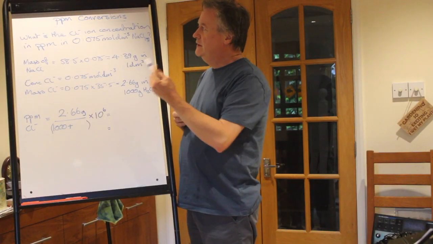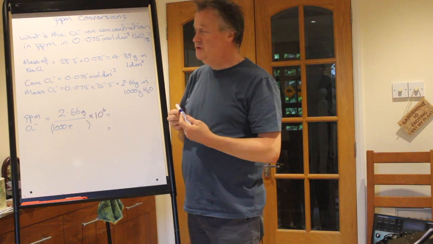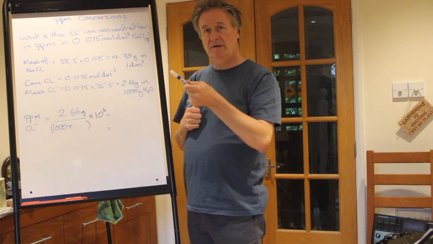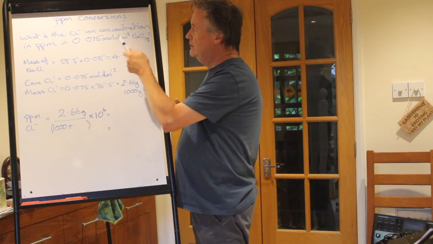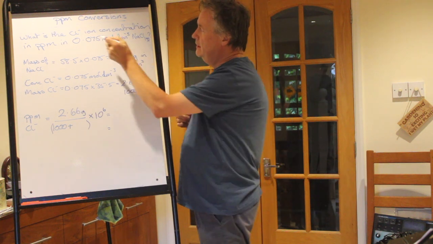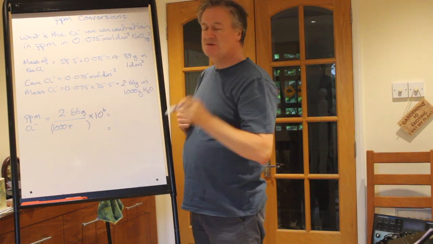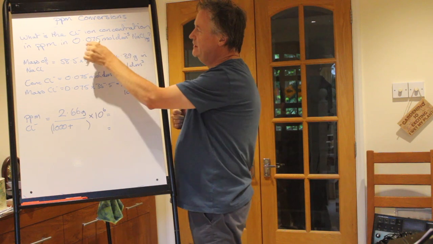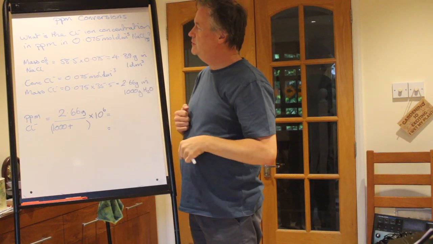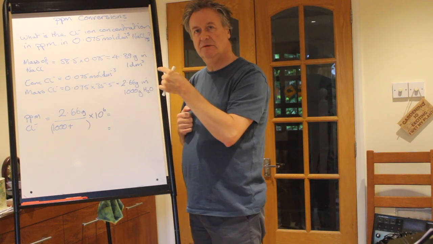So here we are doing a parts per million conversion. We're going to convert moles per cubic decimeter into parts per million. So we're going to need a question. What is the chloride ion concentration in parts per million in a 0.075 moles per cubic decimeter solution of sodium chloride?